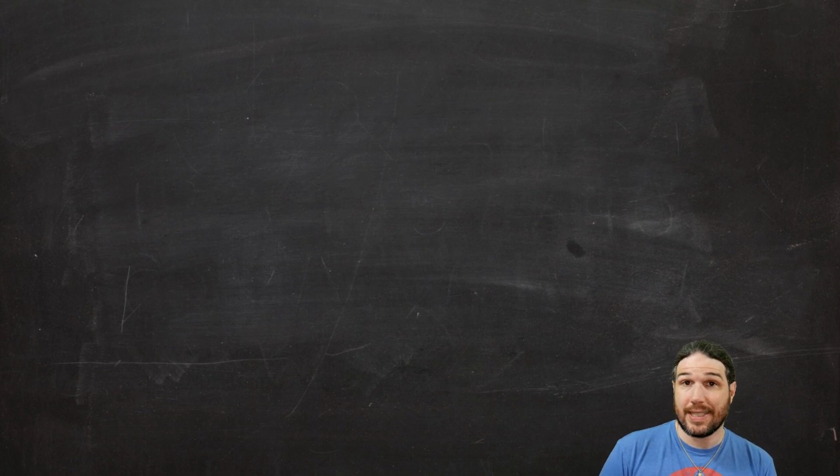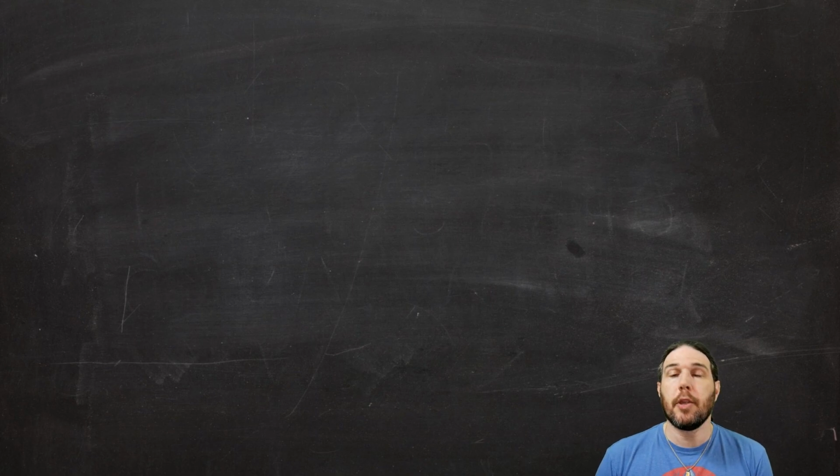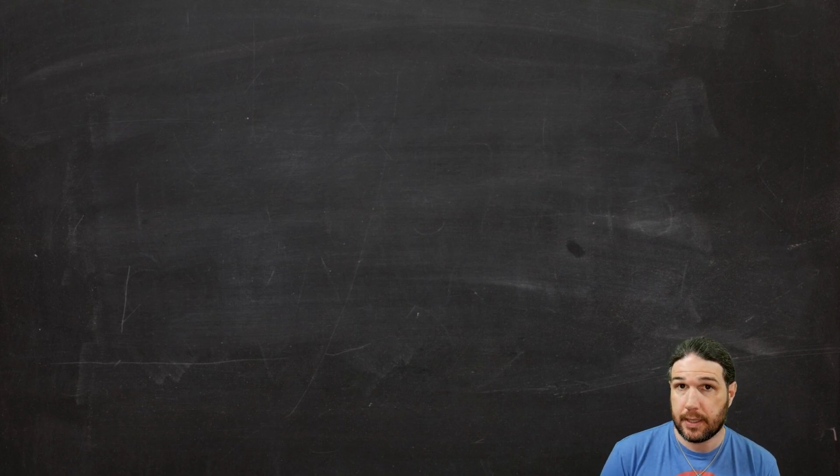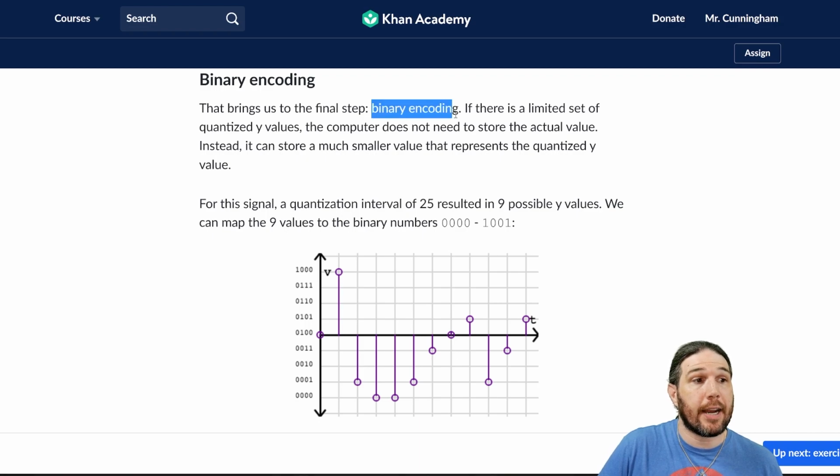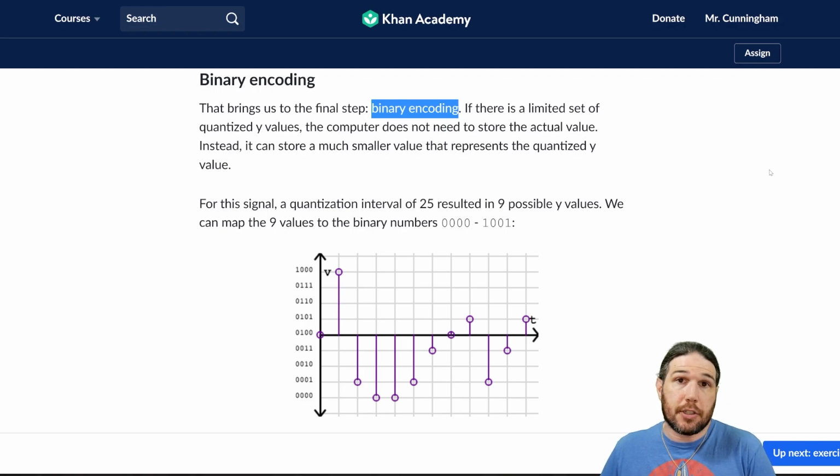Unfortunately, we're not quite done yet. The numbers still need to be put into binary, and the computer actually has a couple of tricks that it can use to simplify the numbers so that it takes up less space. Let me show you what I mean. Our final step is called binary encoding, which really just means taking the numbers and putting them into binary. However, like I said a moment ago, there are a few tricks that the computer is going to use to make these numbers simpler and easier to store.